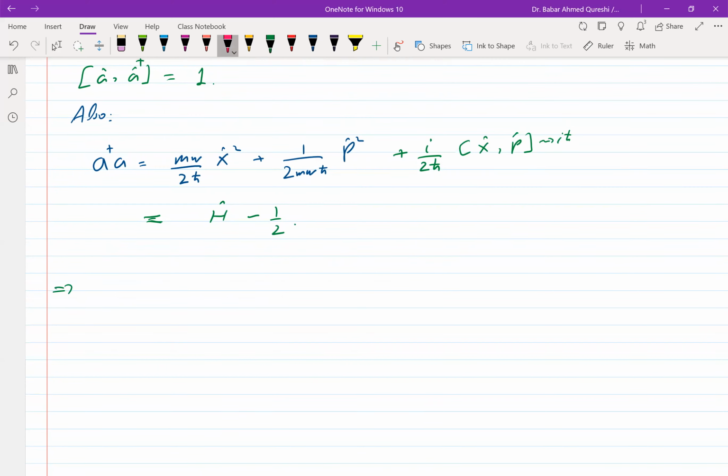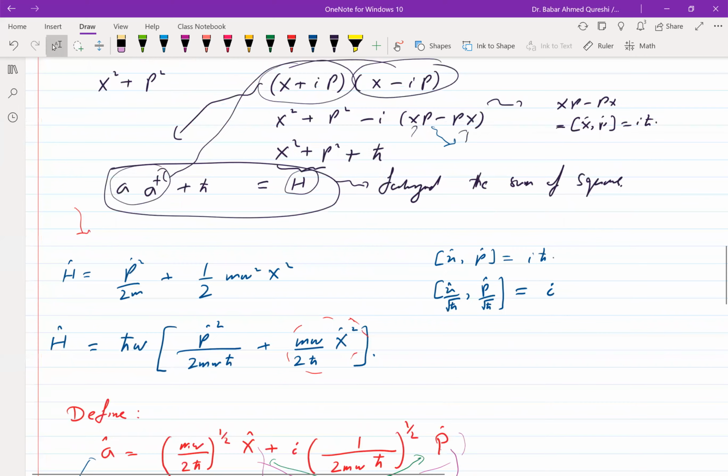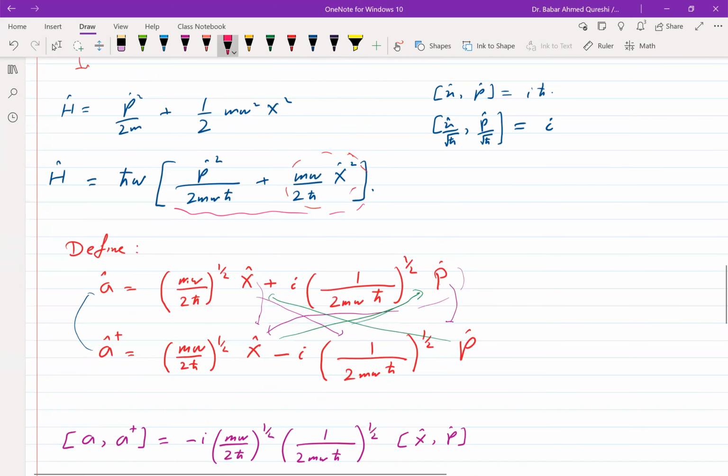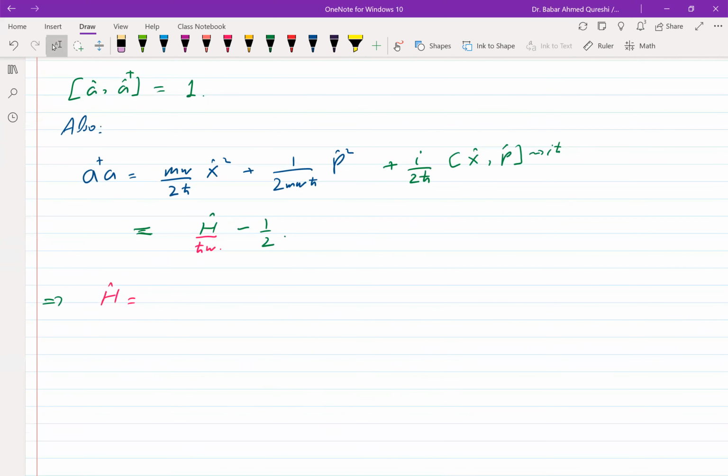So that means that the Hamiltonian can be written as, well, by the way, this was not the Hamiltonian. Just a slight mistake. These guys were the Hamiltonian over h bar omega. So I have an h bar omega over here. So the Hamiltonian just becomes h bar omega times A dagger A plus half.